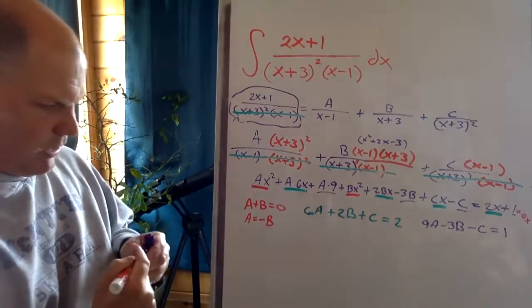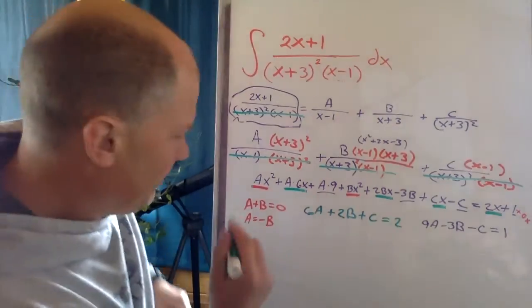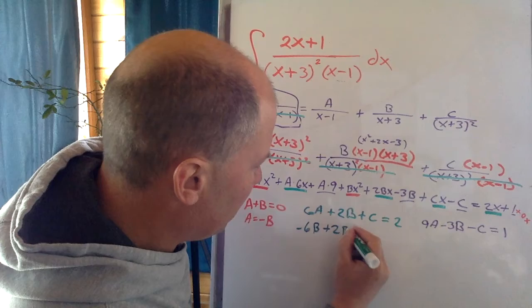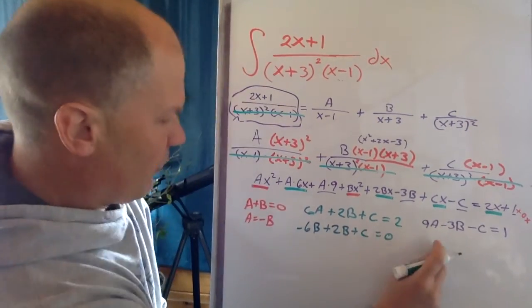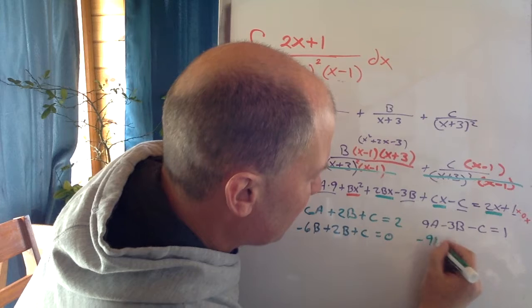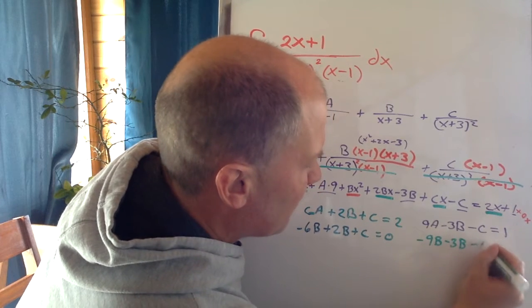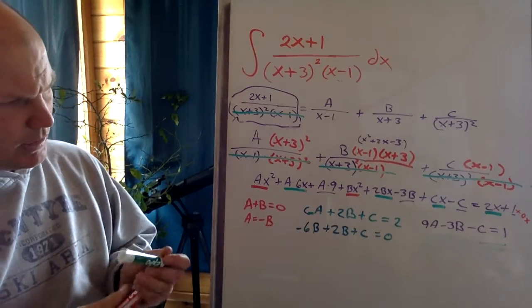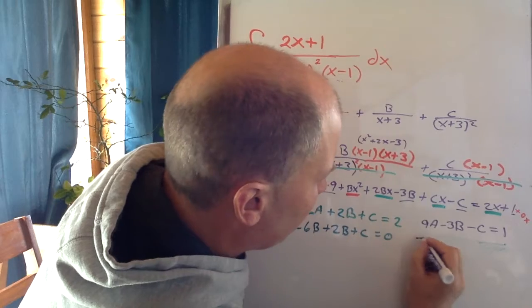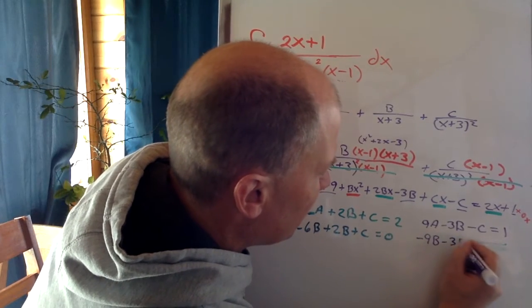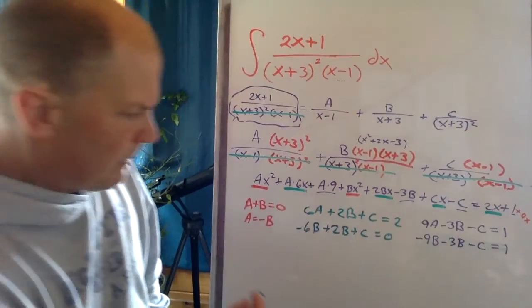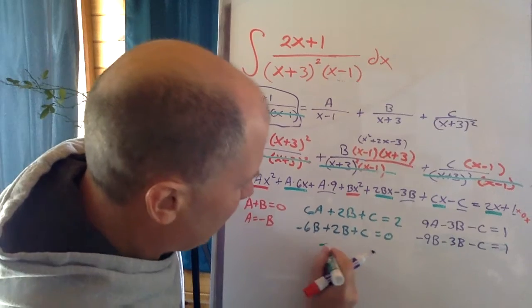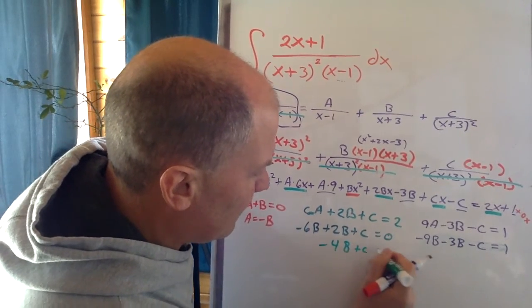So I can change this green equation to be negative 6b plus 2b plus c equals 0. And over here I can say negative 9b minus 3b minus c equals 1. I should have done that in purple. Negative 9b minus 3b minus c equals 1. And I can simplify these equations. So negative 4b plus c equals 0.